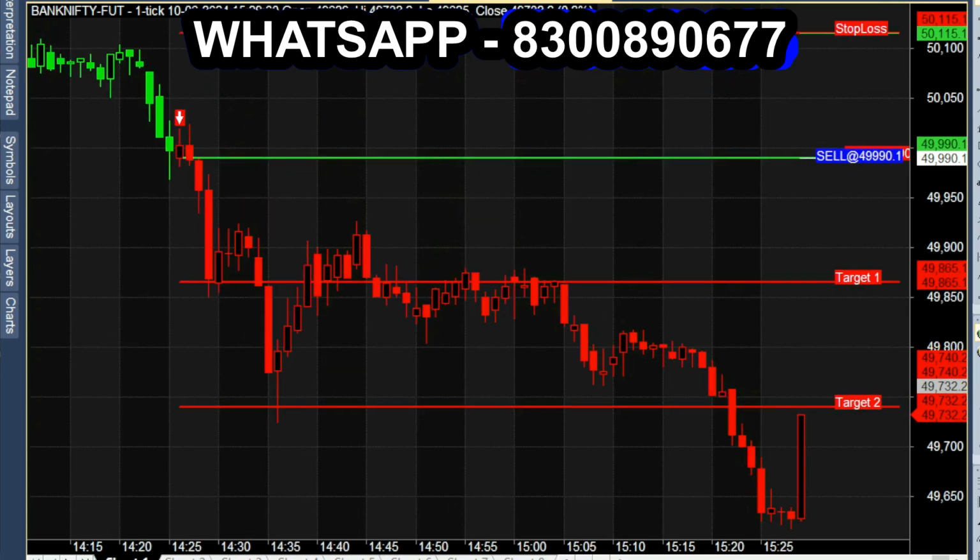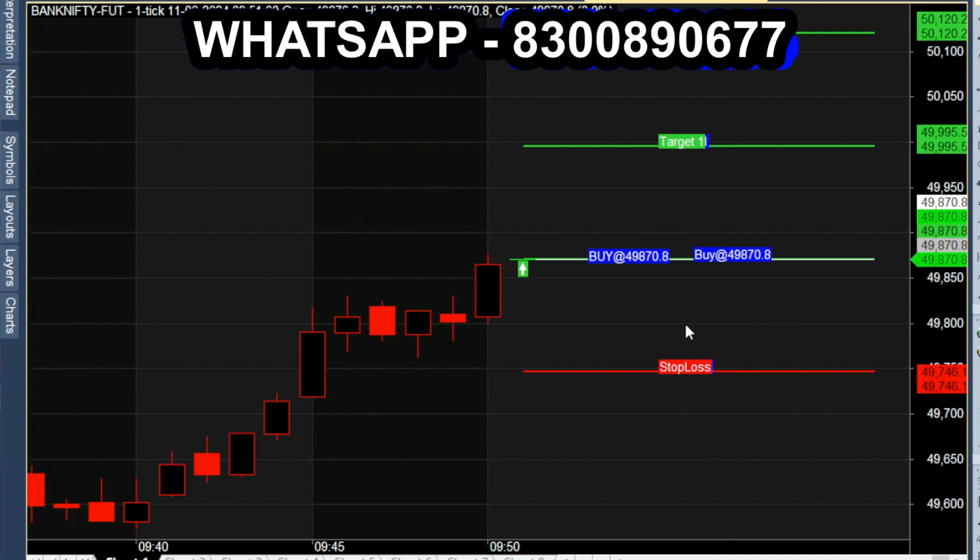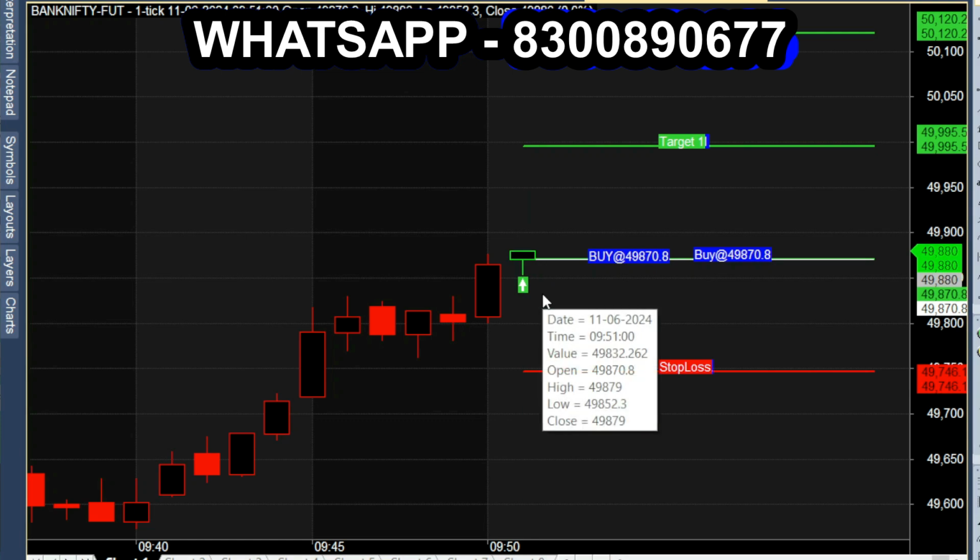Today it's a Tuesday market, June 11. Up to 9:50 a.m., the sell momentum continued. After 9:50 a.m., a buy call was generated, so a green color candle opened. Daily, whenever the trend changes or the market breakout happens, it will automatically generate the calls, like a green color signal or a red color signal. Right now it's a buy call, so it's a green signal.